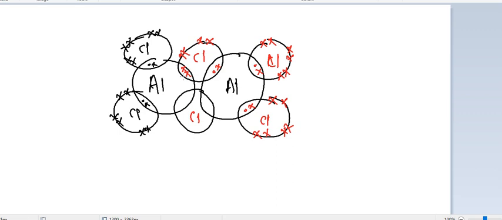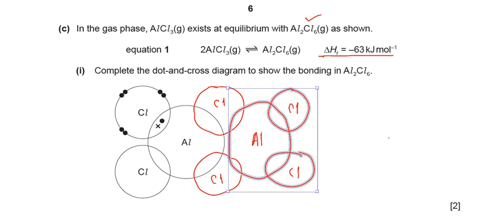Now as I show two crosses from the chlorine, this means a dative covalent bond is formed between this chlorine and this aluminium atom. Same is the case here. Here it is dot cross, but two of the crosses remain here, indicating that aluminium is making what? The dot and cross diagram for this one. Hopefully you understand. So you have to draw this structure in your exam.